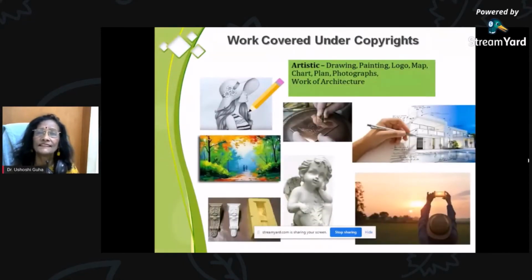Works covered under copyright. First we did literary. This is the second part, that is artistic. In artistic work, we have drawing, painting, logo, map, chart, plan, photograph, and work of architecture also. This is a very huge field, how the work of architecture is covered or registered. I draw your attention to the third figure where you can see a building plan.